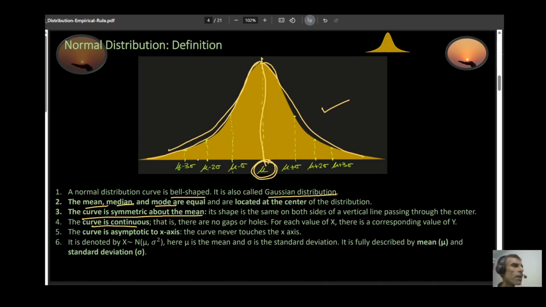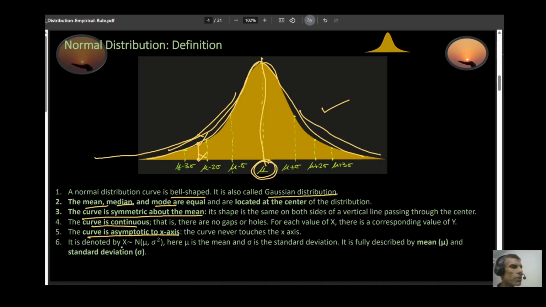Another way of saying this: if you randomly pick a point x, this is the value of x you pick, you will always be able to find a corresponding y value on the curve. The curve is asymptotic to the x-axis. What it means is that when you go in this direction, the curve will keep going, but it's never going to touch the x-axis. It will keep coming closer and closer to the x-axis. Same thing in this direction.